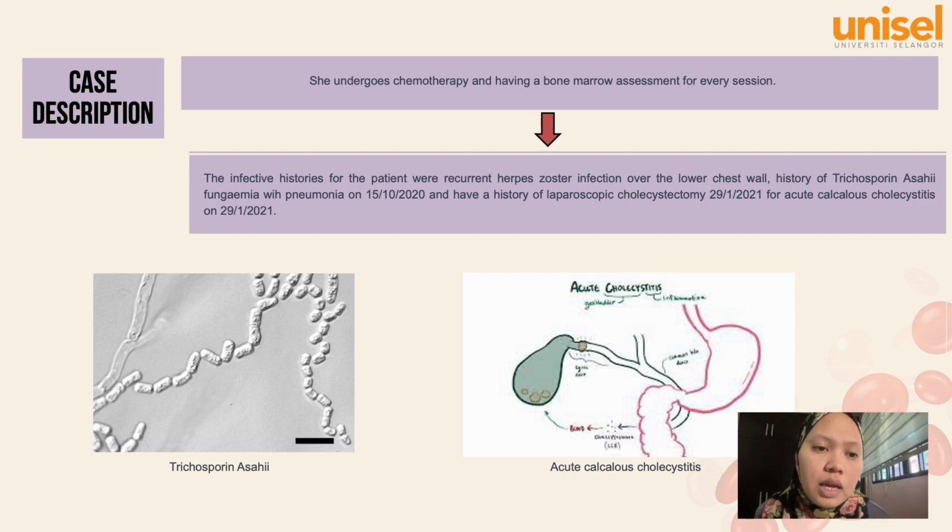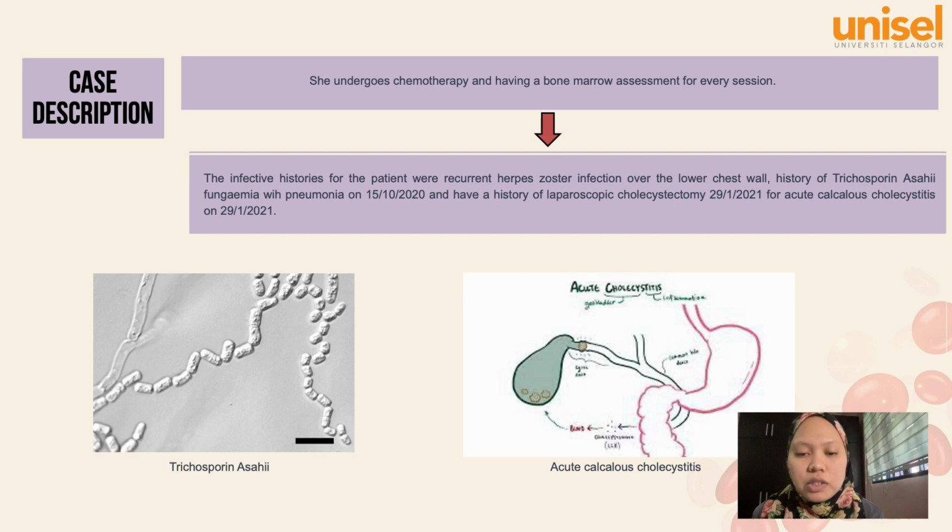Next, the infective history of the patient was recurrent herpes zoster infections over the lower chest wall, a history of Trichosporon asahii, a type of fungus, with pneumonia on 15 October 2020, and a history of laparoscopic cholecystectomy on 29 January 2021 for acute calculus cholecystitis. So this is basically the picture of Trichosporon asahii. This is a fungal type of infection, and acute calculus cholecystitis is a type of inflammation of the gallbladder.